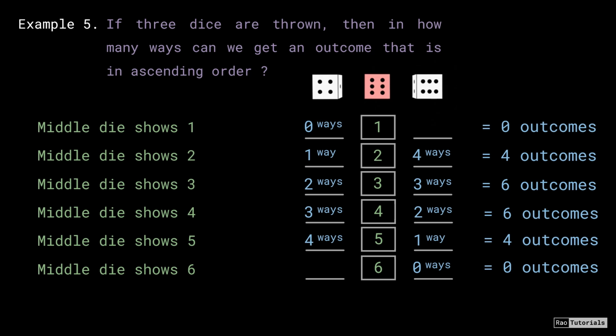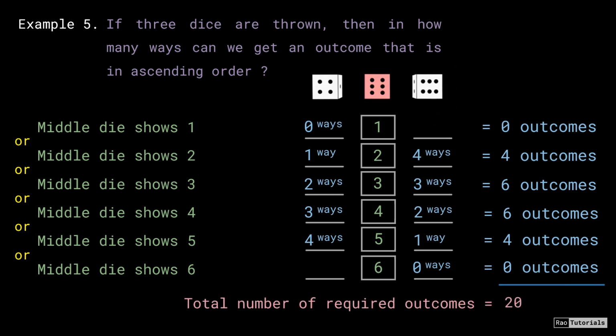Since the above possibilities for the middle die are all mutually exclusive, the total number of required outcomes is this sum, 20.